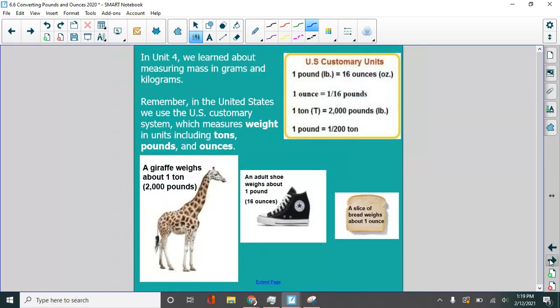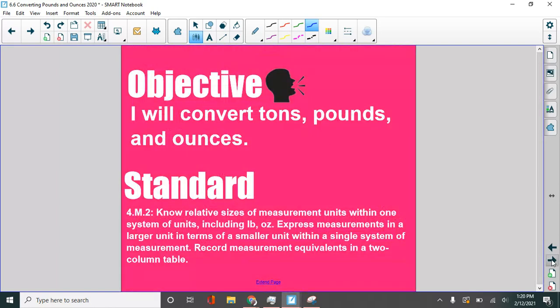So we'll start with, and I talked about this with mass and kilograms and things, this will help you kind of remember these, though. We'll start with a small one. A slice of bread, that's about 1 ounce. Okay? A shoe, especially a grown-up shoe, like Mr. White's big shoe, about 1 pound. And a giraffe, about a ton. So that can help you remember. Bread, shoe, giraffe. Got it?